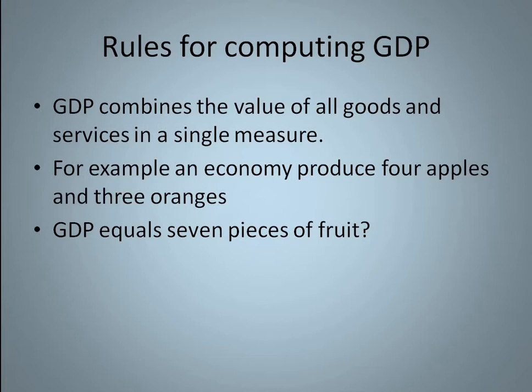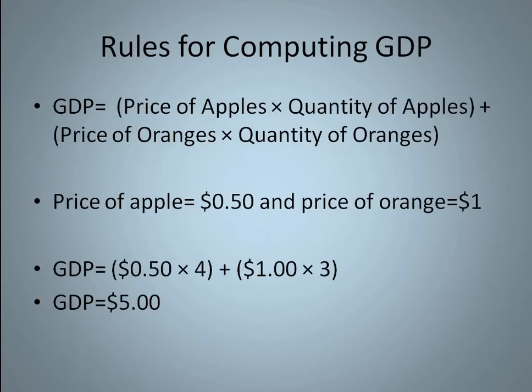First, GDP combines the value of all goods and services in a single measure. For example, an economy produces 4 apples and 3 oranges. GDP equals 7 pieces of fruit. Is this right or wrong? So, here is an example.